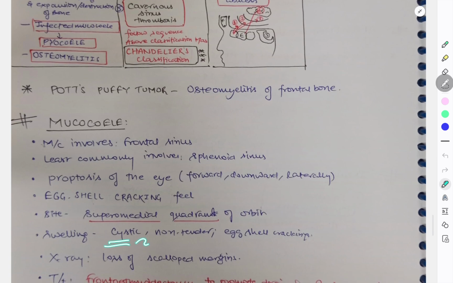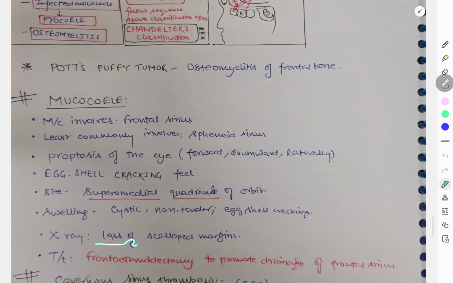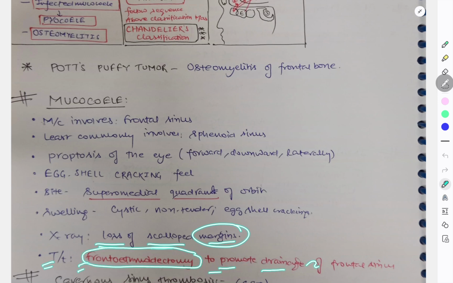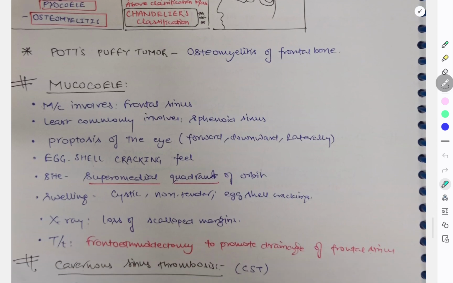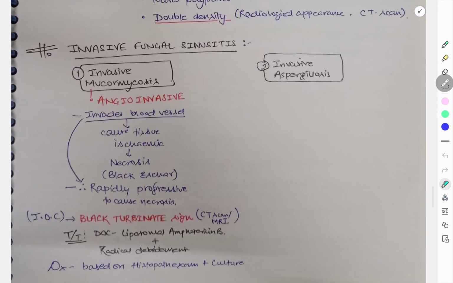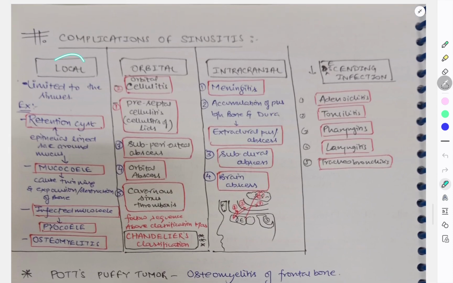The swelling is cystic, non-tender, and an eggshell cracking feel will be there. On X-ray, there is loss of scalloped margins, and the treatment is frontoethmoidectomy to promote the drainage of the frontal sinus. So this is about the complications of sinusitis. In local we have retention cyst, mucocele, pyocele, osteomyelitis. In orbital complications, orbital cellulitis, preseptal, subperiosteal, orbital abscess, cavernous sinus thrombosis, meningitis, extradural, subdural brain abscess, adenoiditis, tonsillitis, pharyngitis, laryngitis, and tracheobronchitis. So this is mainly a 5 marker.